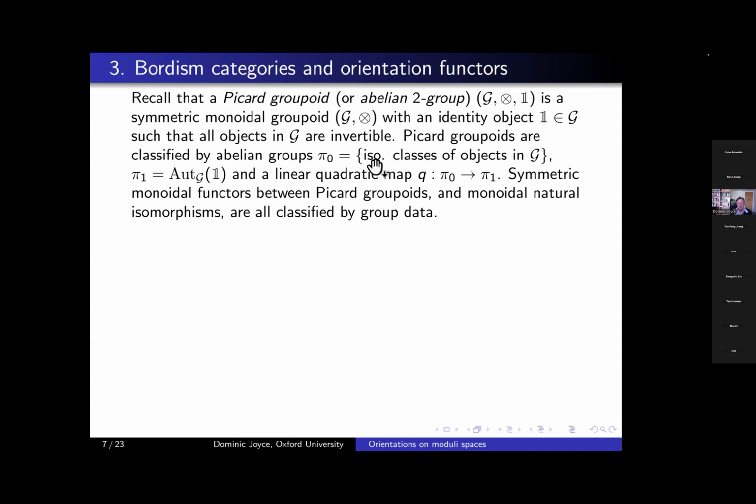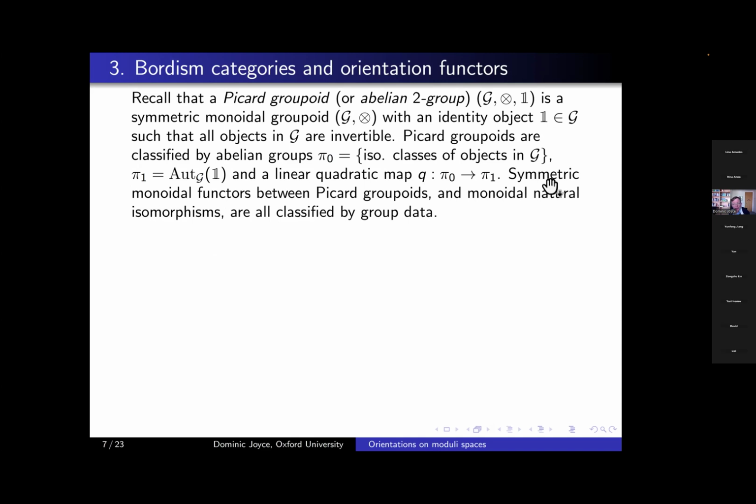Pi0 is the set of isomorphism classes of objects in G, with the addition given by a tensor product of objects. The identity is the class of 1, and that gives you a monoid, but by assumption everything is invertible in there, so it's a group. Pi1 is the automorphism group of the identity object. It's actually forced to be abelian by the assumptions. And the third piece of data is a map Q from pi0 to pi1, which is both linear, meaning additive, and also quadratic.